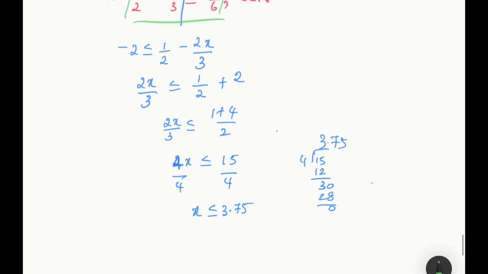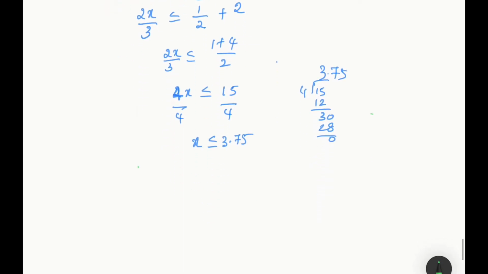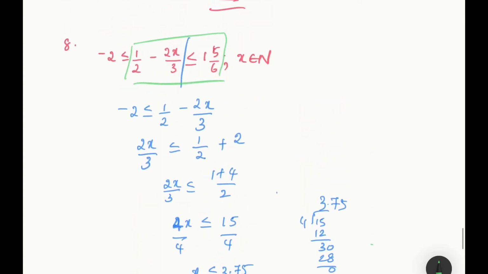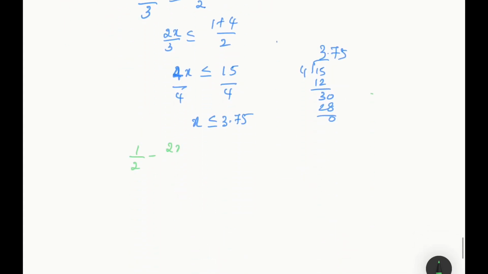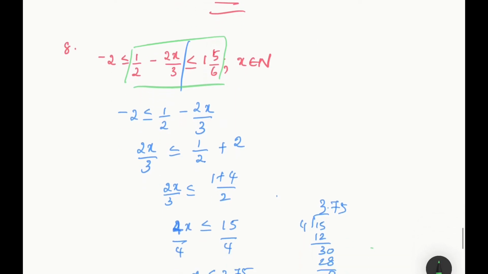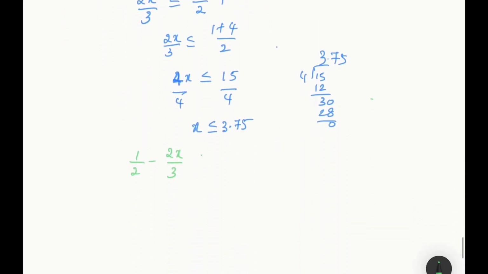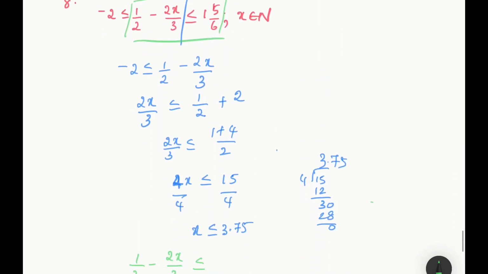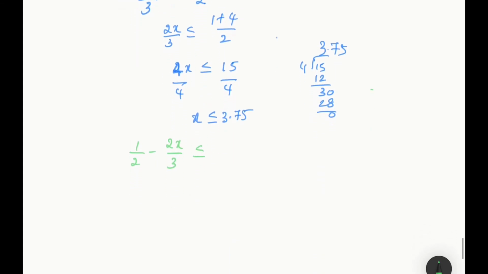This part we will be taking 1 by 2 minus 2x by 3 less than or equal to 1 5 by 6. That is 11 by 6. Okay. So taking 2x by 3 to that side, 1 by 2 minus 11 by 6 less than or equal to 2x by 3.